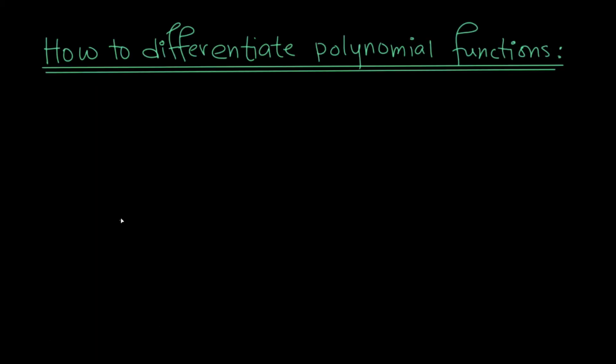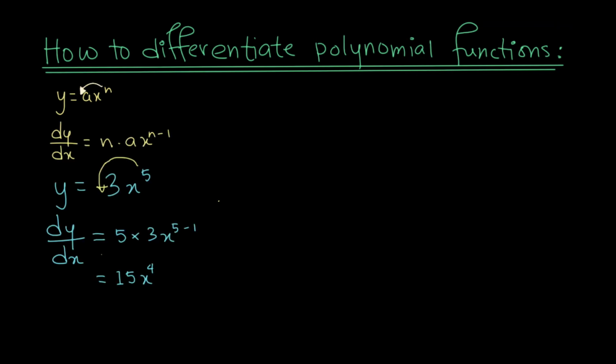Moving on to our next topic, how to differentiate polynomial functions. Let's take a general polynomial function y equals ax to the power n. If we differentiate this function, it will come something like this. This is like a formula to differentiate polynomial functions. We will multiply the power as an integer to the whole function and subtract 1 from the power. Let me explain it with the example I have shown over here.